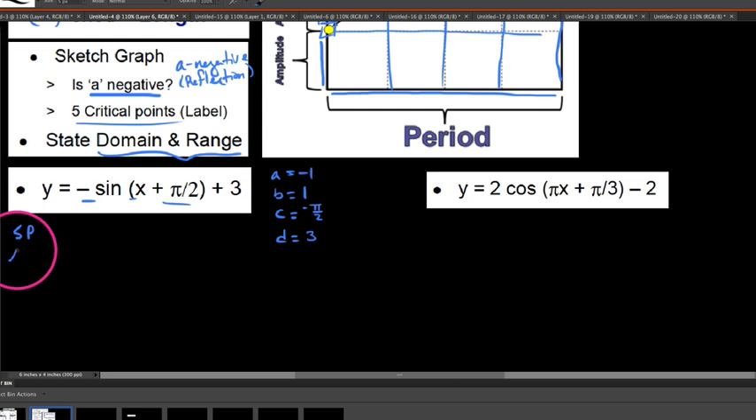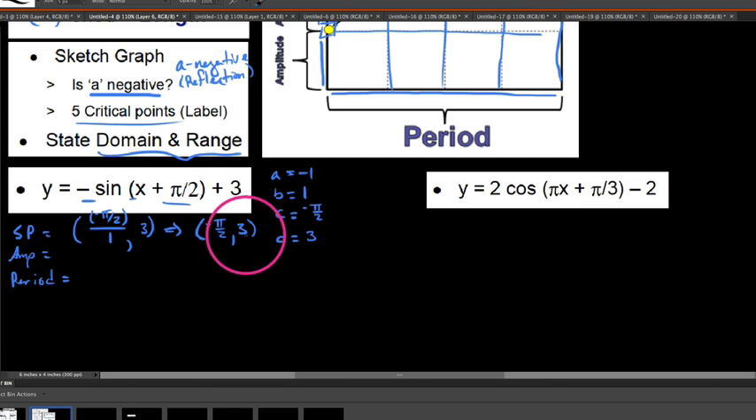So with respect to making this graph, let's go ahead and do these things right now. We're going to get the starting point, we're going to determine the amplitude, and we're going to determine the period of this graph here. So the starting point, let's go ahead and start with that. We say it's c over b. So we have negative pi halves over our b value, which is 1. That'll make that easy. And then we say comma d. So our starting point really is just negative pi halves, and then 3.